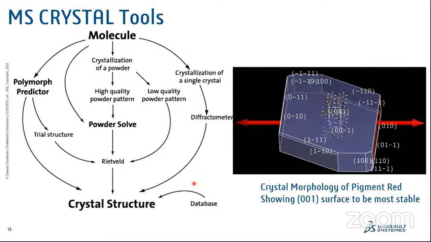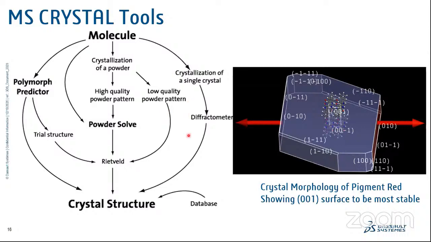So let's start with the crystal tools that are present in Material Studio. What are the capabilities? Let's say you have an NMR structure of a molecule and you want to find the ultimate crystal structure. The best way to do it is look at the single crystal data, put it in a diffractometer, and compare it with a database, right?